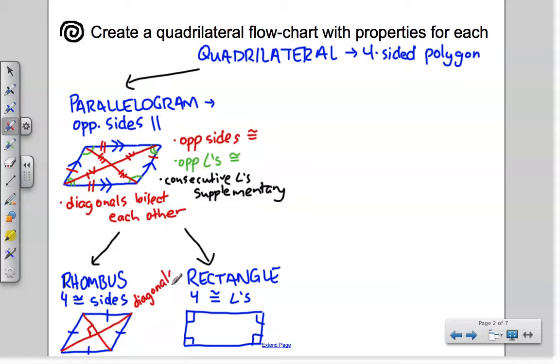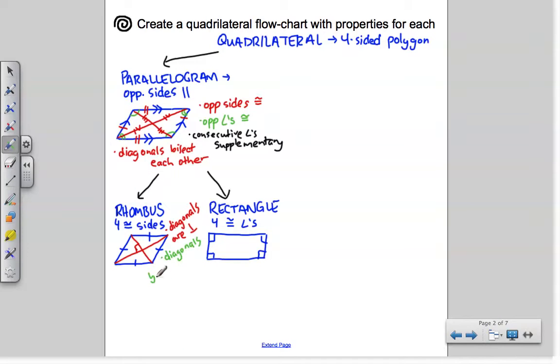Jot this down here. Diagonals are perpendicular, and since all these triangles are congruent, the diagonals do something to the angles. I'm going to extend this page. Diagonals actually bisect the angles of that rhombus.